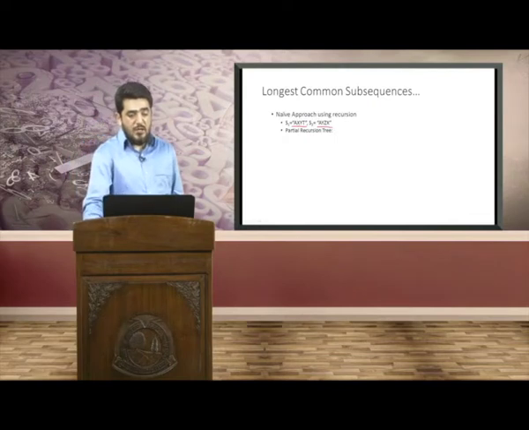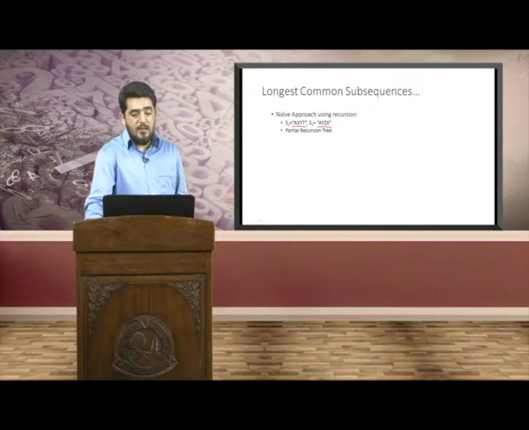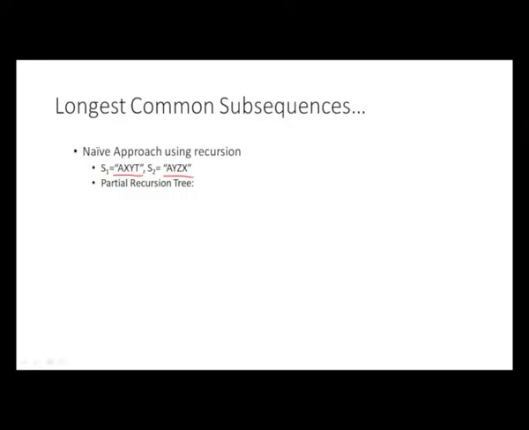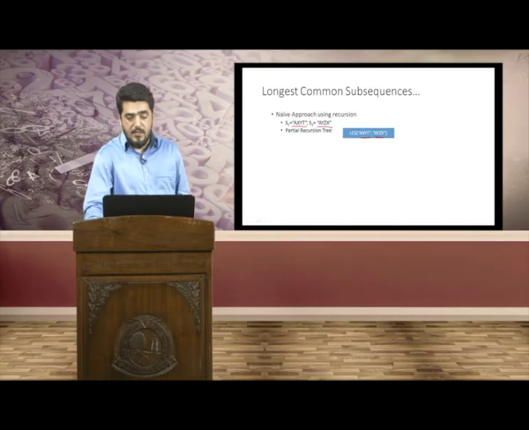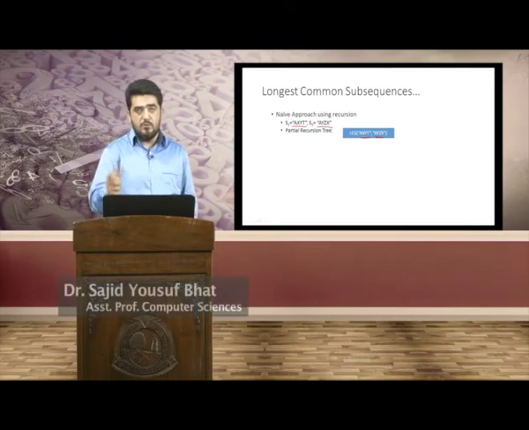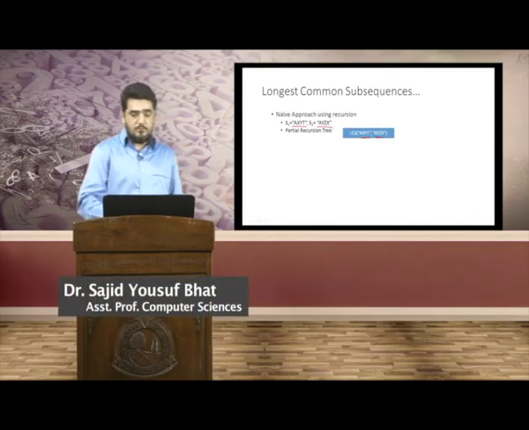So let's suppose our input sequences are S1 equal to A, X, Y, T, and S2, the other input sequence, is A, Y, Z, X. Then the call to the function that we just discussed, the first call, would be LCS of A, X, Y, T and A, Y, Z, X. So this is the first call. Now we'll compare the last characters here, T and X, of the two input strings. They do not match.